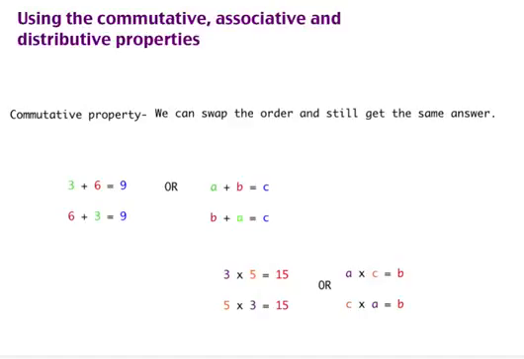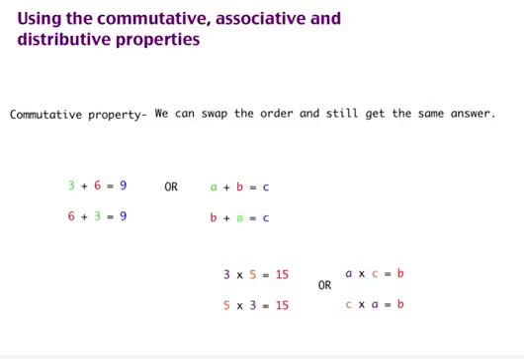So today we're going to be talking about using the commutative, associative, and distributive properties when using numbers in mathematical problems. We're starting to work on some pre-algebra problems. Those are problems where we use letters or symbols to represent a number. Let's talk about each property by themselves.